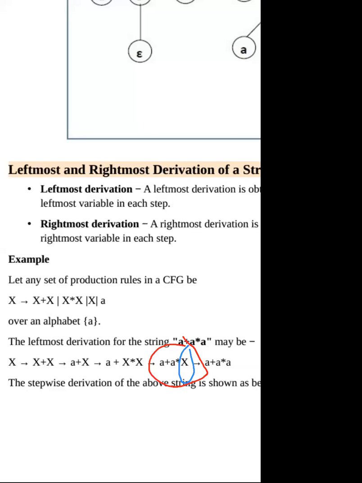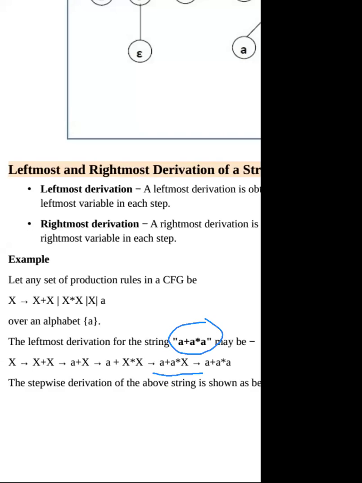But when we have only one non-terminal, like in this case, only capital X, then we just have to replace that one. Don't think about leftmost or rightmost. Now look at your string. What is your string? String is A plus A into A. Now we already got A plus A into X.